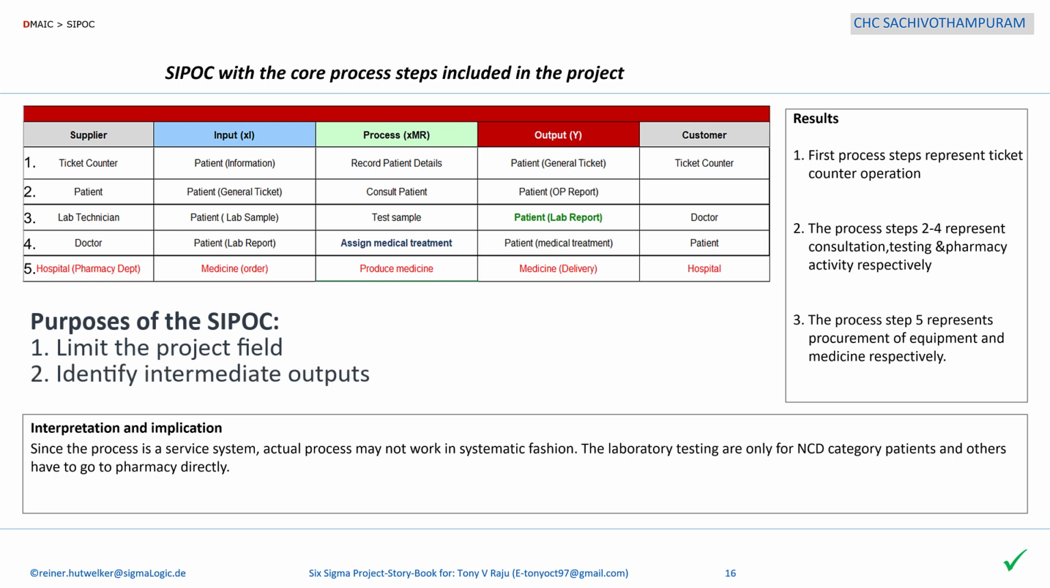The second purpose of the SciBox is to identify discrete intermediate outputs and their internal-external customers. This can be achieved if outputs are identified as countable objects and, if possible, described with a noun. In Tony's case, for example, this is the patient who goes through the process in the hospital.